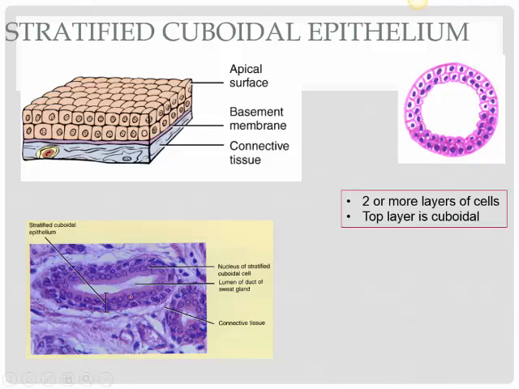And again, because it's a thicker epithelium, it tends to be seen lining larger ducts where you need to support it. So really large ducts in your sweat glands and in the glands or your exocrine glands, like salivary glands and so on. You will see these huge ducts with a double layer of cells, and the top layer is cuboidal in nature.